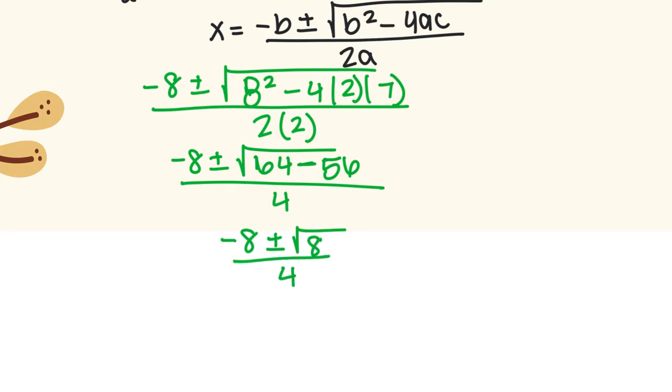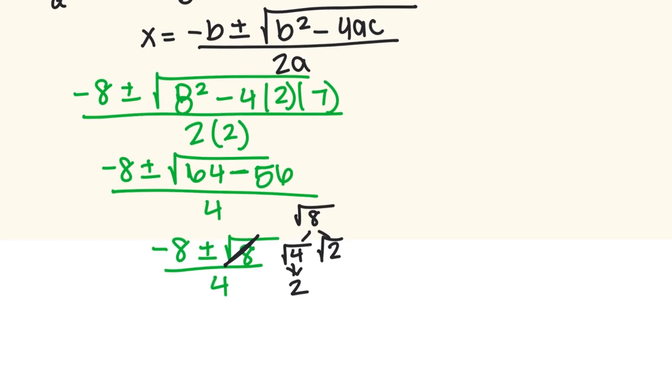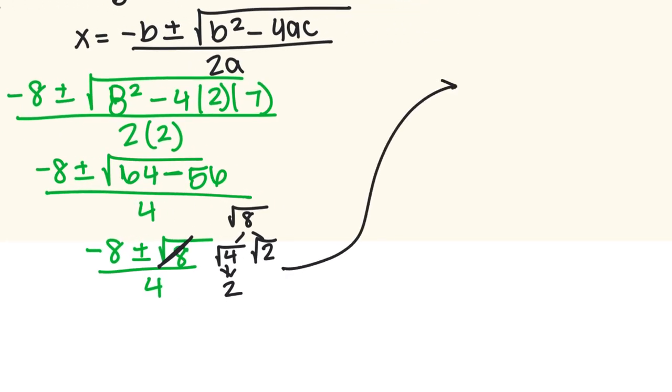Now, can I simplify that radical? Yes, I can. You have to remember to simplify that radical. Simplifying the square root of 8, I'm just going to go ahead and do it right here really small. This breaks down to 4 and 2, and this is a perfect root. I'm going to get 2 as a whole. So right now, I'm going to have, I'll write it over here, negative 8 plus minus 2 times the square root of 2 over 4.